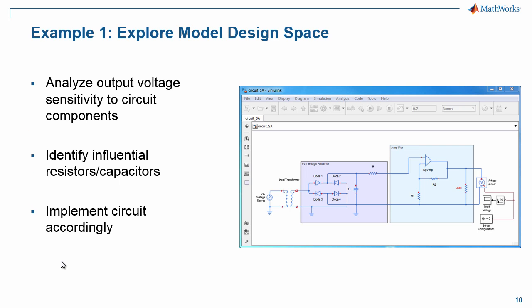For our first example today, we'll be looking at a rectifier-amplifier circuit implemented using Simscape electronics components. Our objective is to analyze which circuit components, such as resistors and capacitors, the circuit output voltage is most sensitive to. We can then use this information to ensure that the more important components in the circuit use high precision devices to meet requirements like what the magnitude of the output voltage should be or how much steady-state error is allowed.